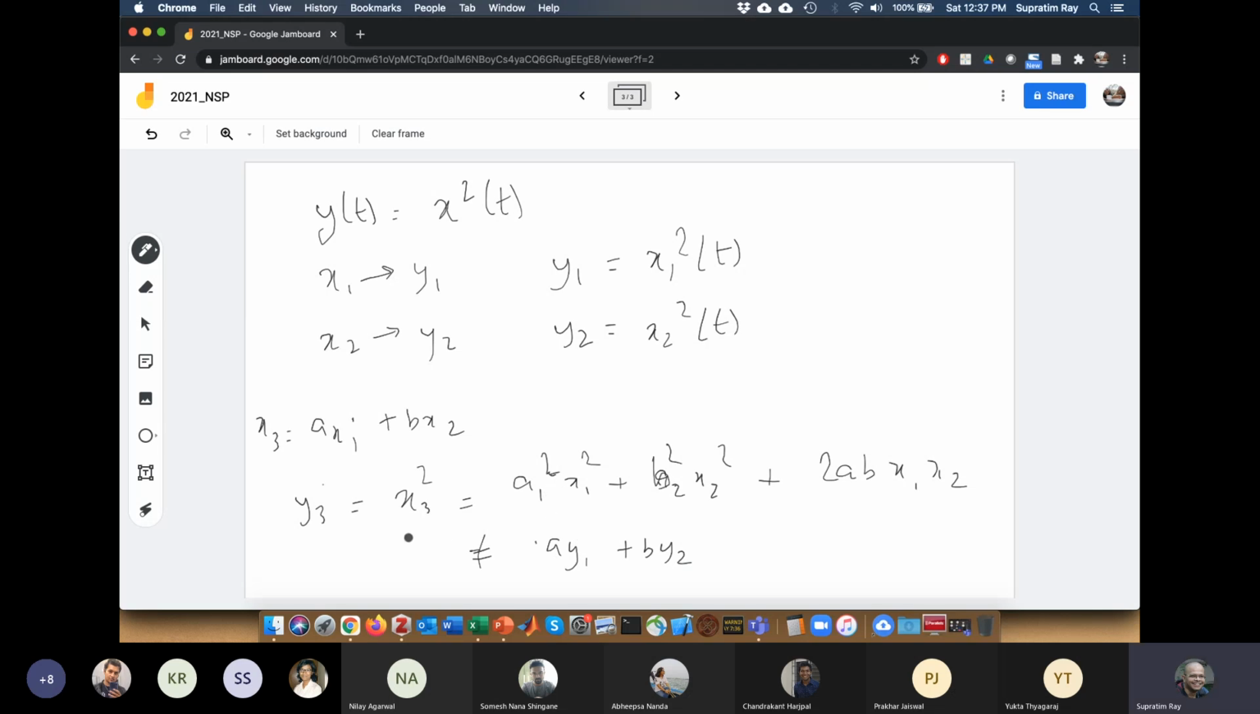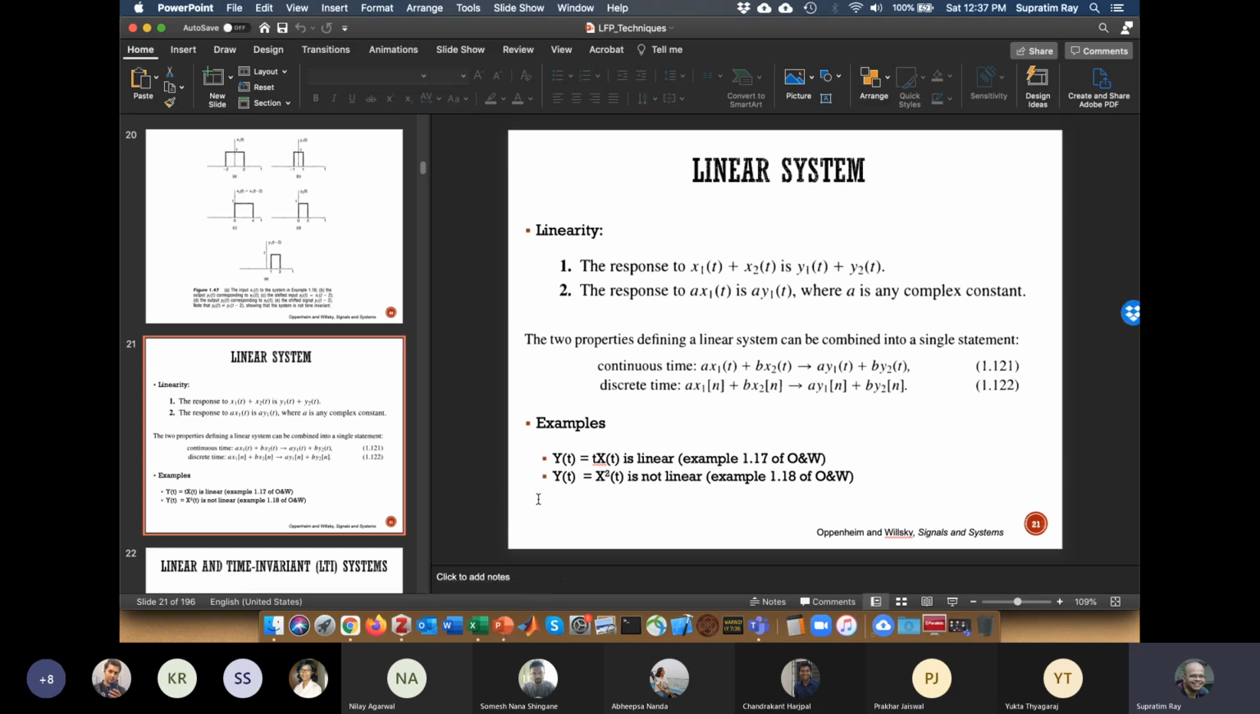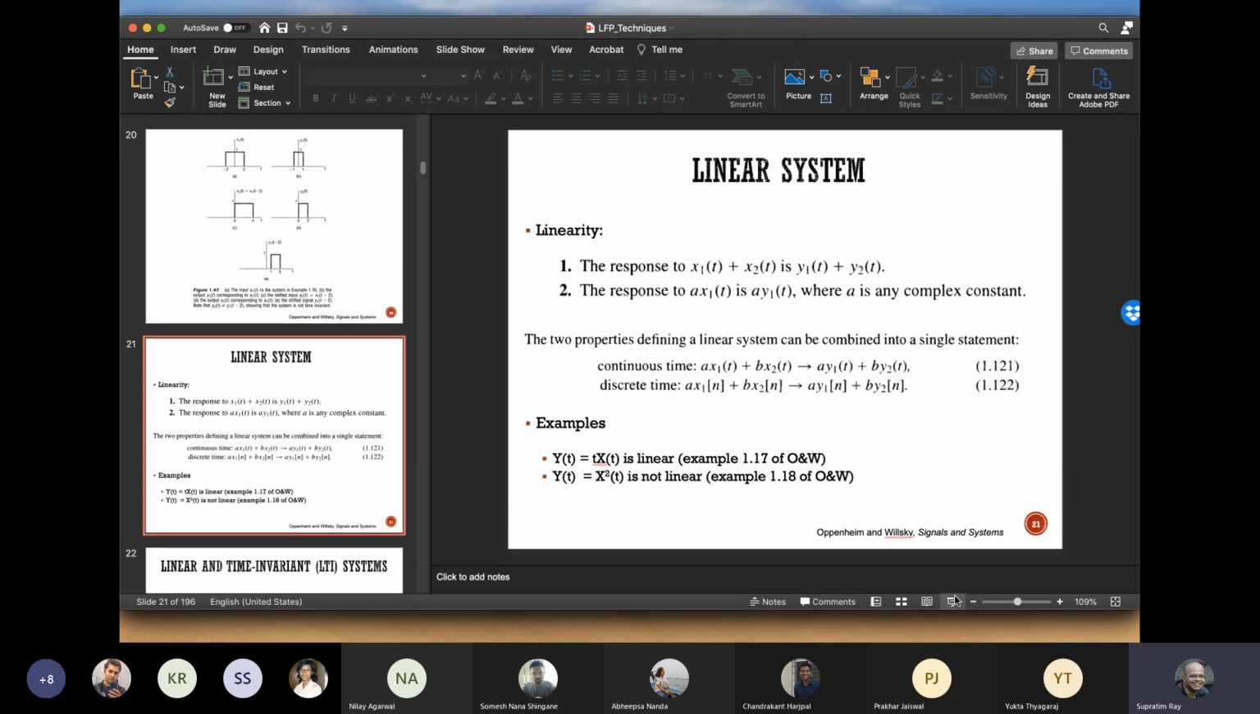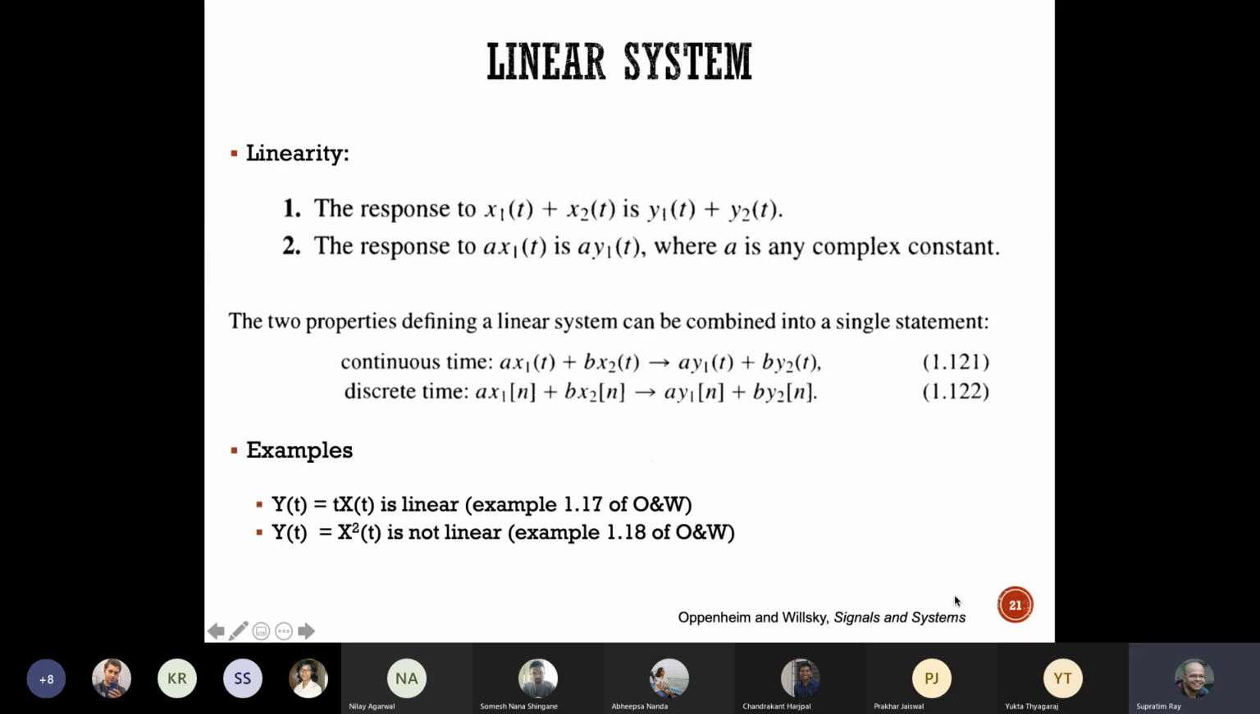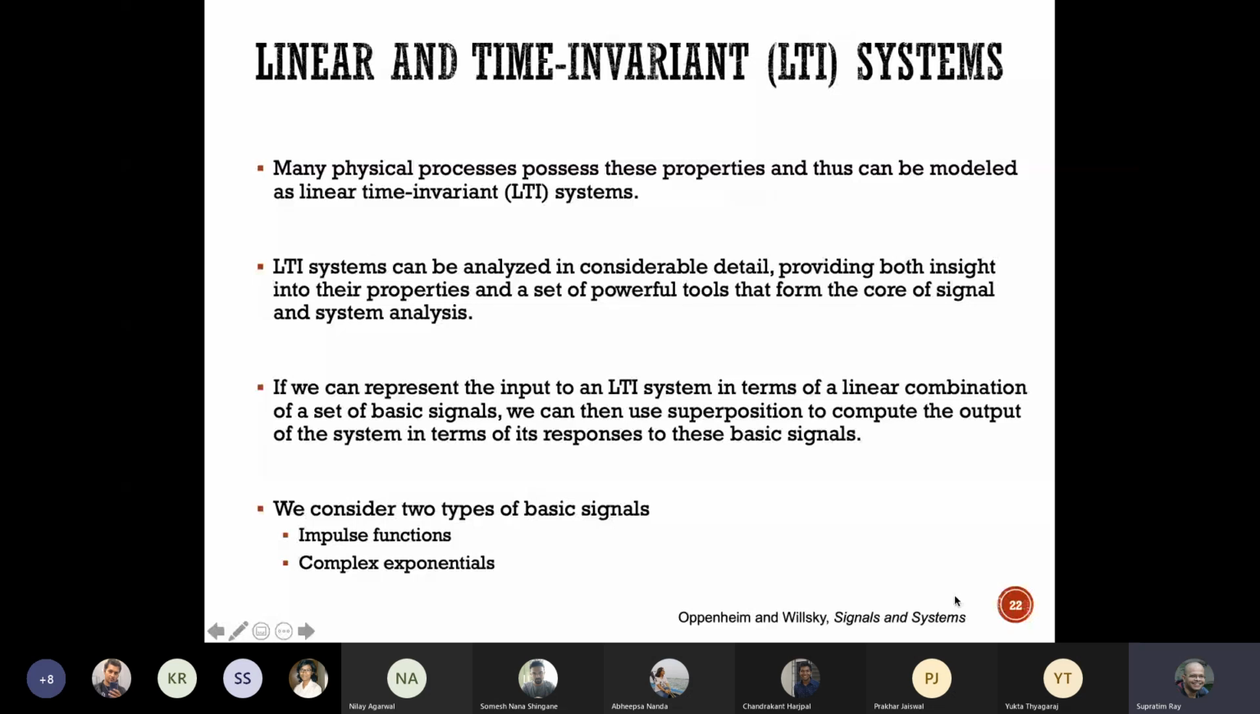Okay, so it's easy to see that this is not linear. This system, so these are properties of the system. So this is a case where the system is not linear. Okay, so we talk about linear and time invariant systems in a lot of detail.